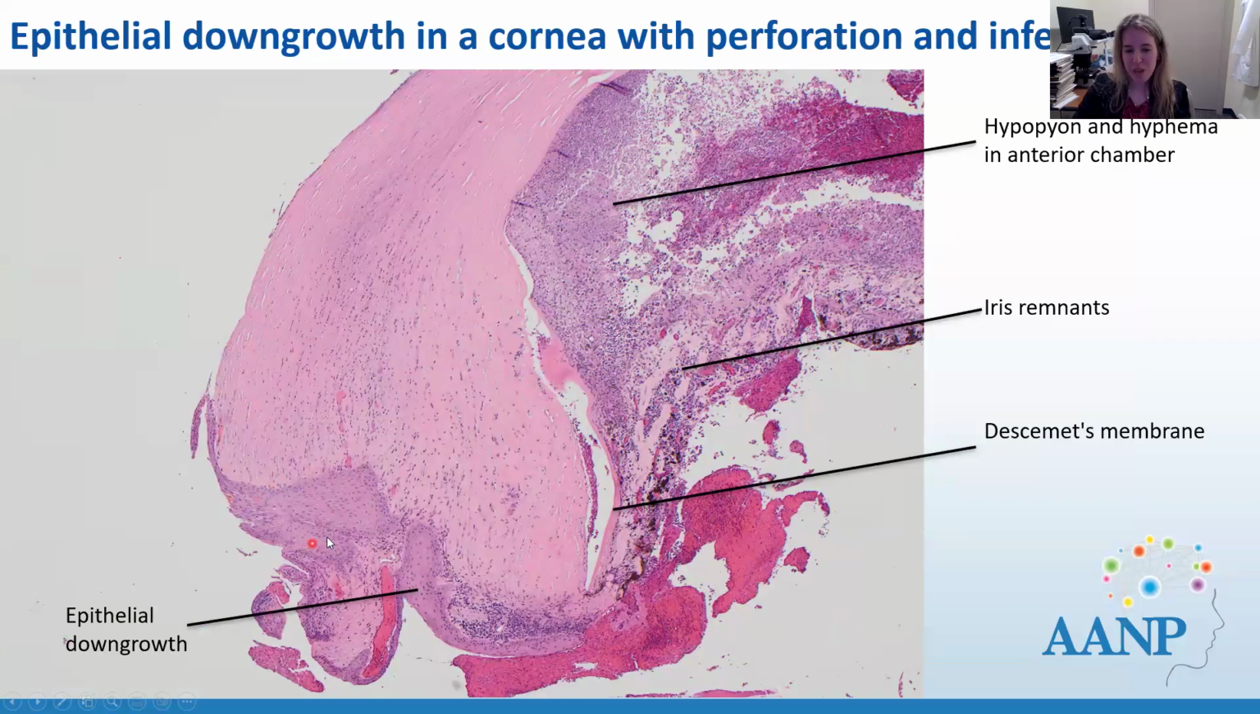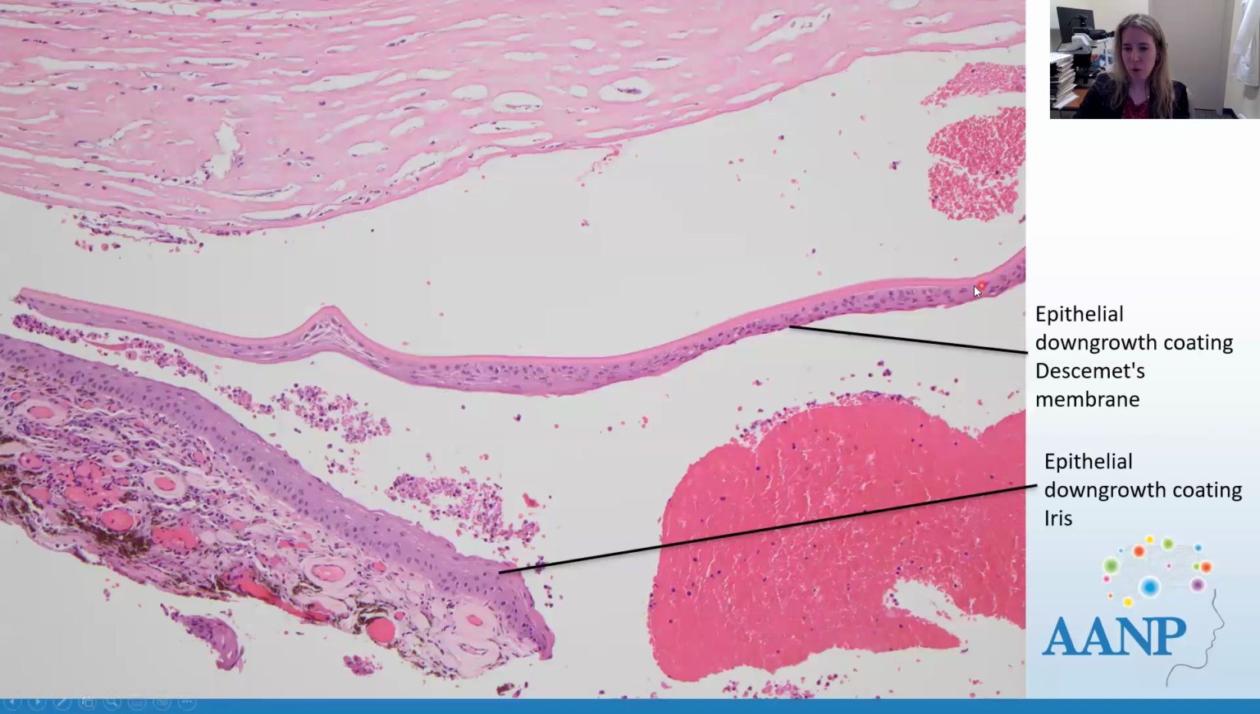Epithelial downgrowth can sometimes happen from the epithelial surface as well. Epithelial downgrowth is often a disastrous situation for the eye. In this particular cornea, there's actually also an infection. You can see a hypopyon in the anterior chamber, some iris remnants. Descemet's membrane is here, but there's epithelium growing down along a wound. Here is epithelial downgrowth from the ocular surface lining Descemet's membrane and also coating the anterior surface of the iris. Really, epithelial downgrowth is a disaster for the eye. It's extremely hard to get rid of. Sometimes people will try to laser it off or do other procedures, but it can be really devastating, especially if it blocks the outflow tract in the eye.